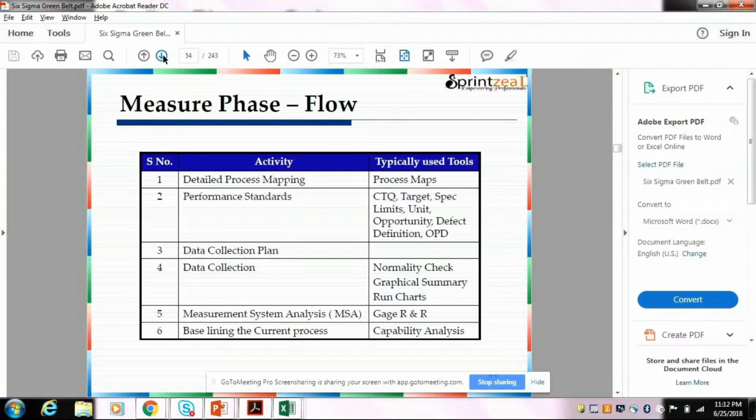And then we would do MSA, measurement system analysis, a very important topic. A bit tricky one, and we would need Minitab to do the gauge R&R exercise. So we will talk about MSA when we get there, and then we will do baselining of the process. What is the current capability of the process in terms of sigma level? How do we calculate sigma level? What are the various data types? We will cover all that, and I do intend to cover all this today itself. Okay.